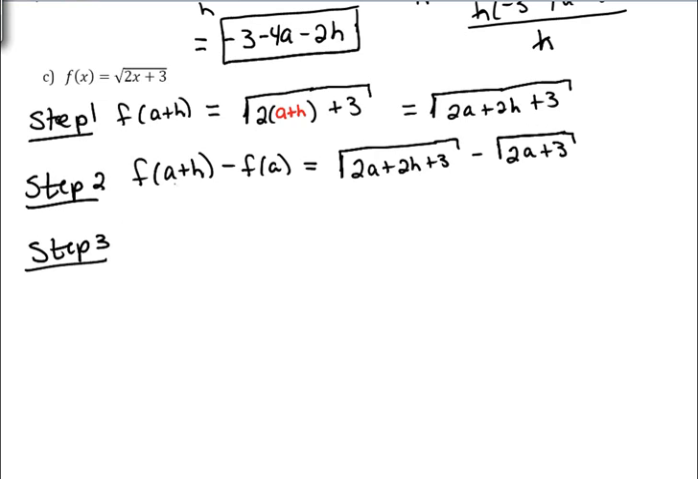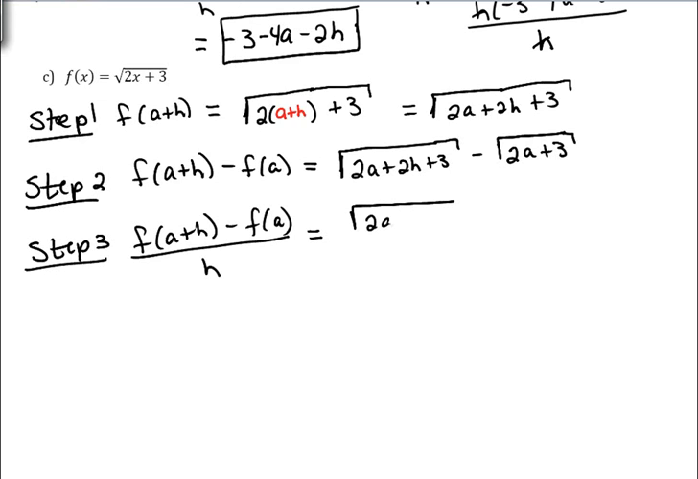Step 3 is to take our expression from step 2 and divide it by h. f of a plus h minus f of a, all of that being divided by h. So the square root of 2a plus 2h plus 3 minus the square root of 2a plus 3, all of this divided by h.